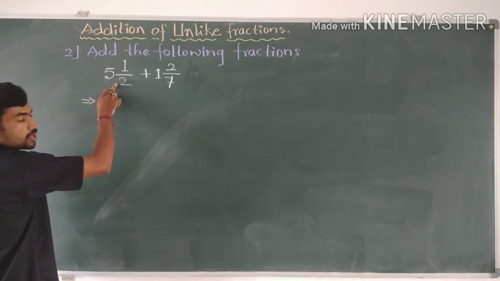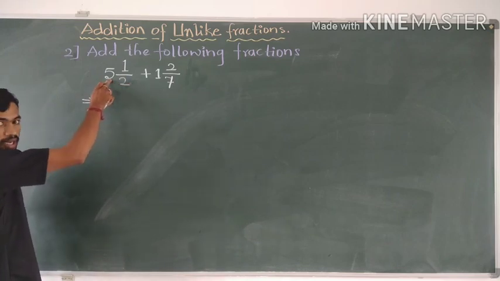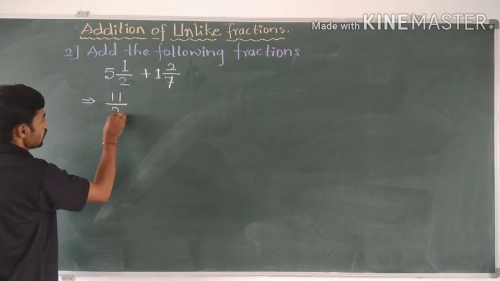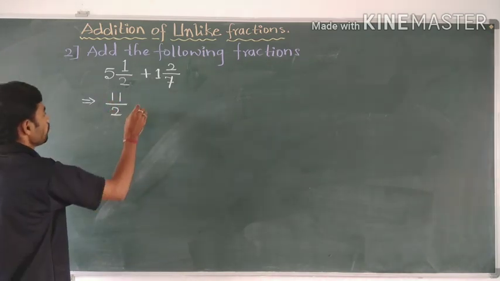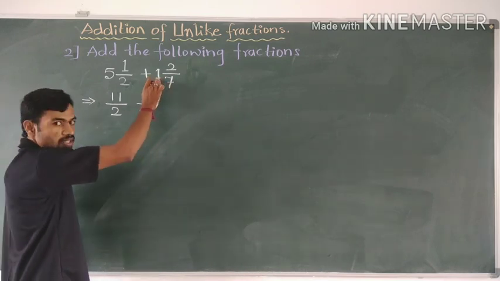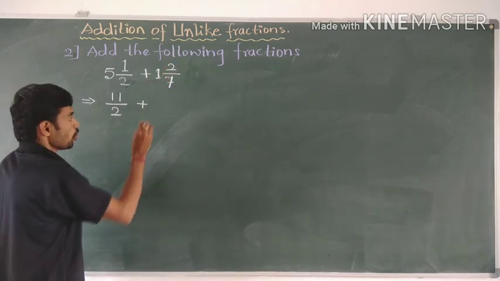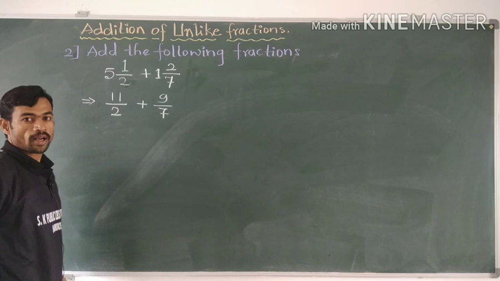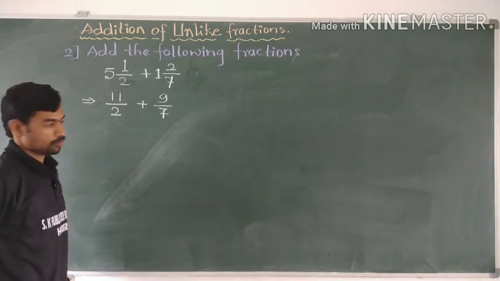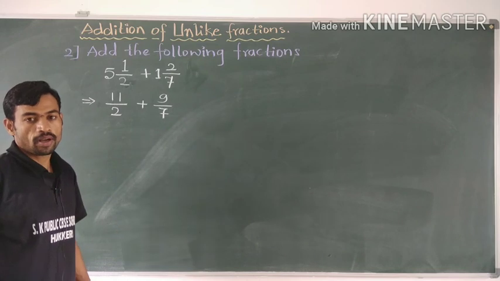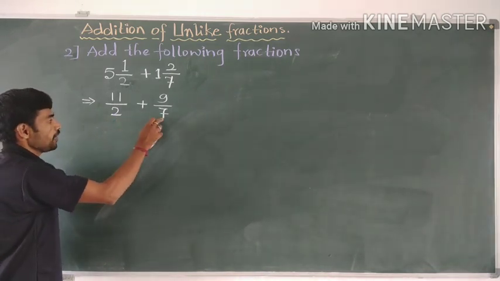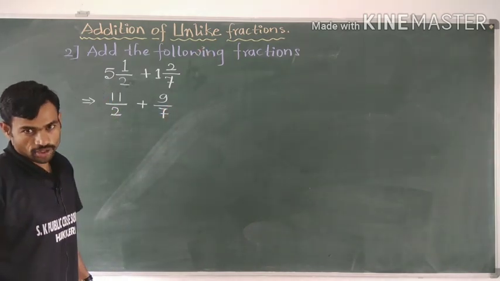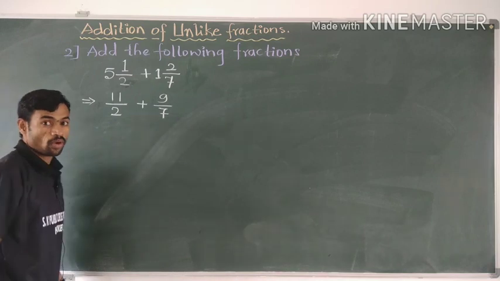What did we do here? Product. 2 fives are 10. 10 plus 1, 11, divided by 2. Plus, 7 ones are 7. 7 plus 2, 9 by 7. So here both are improper fractions, and they have different denominators. So they are unlike fractions. Then what do we have to do?